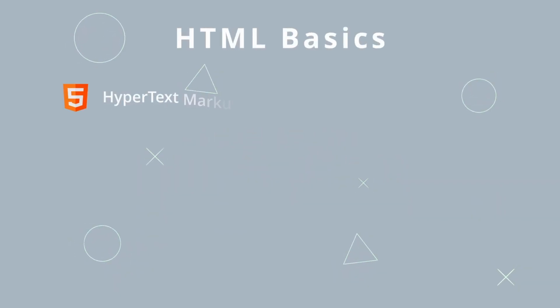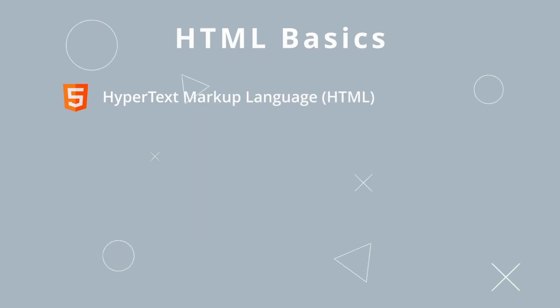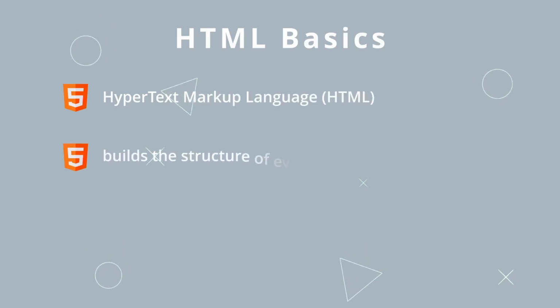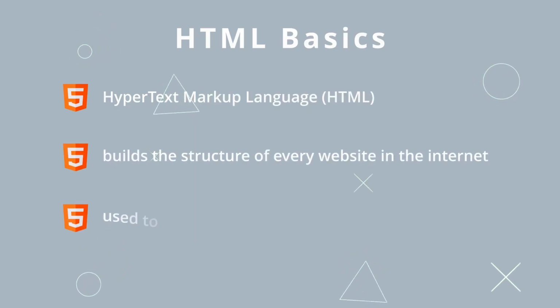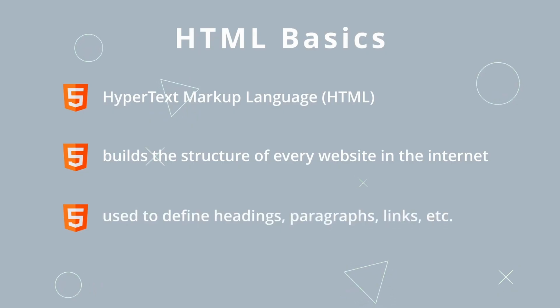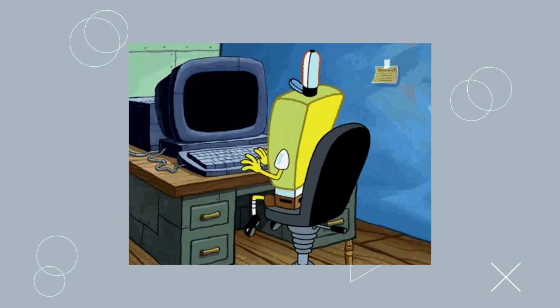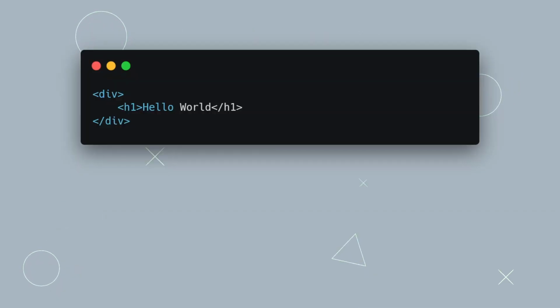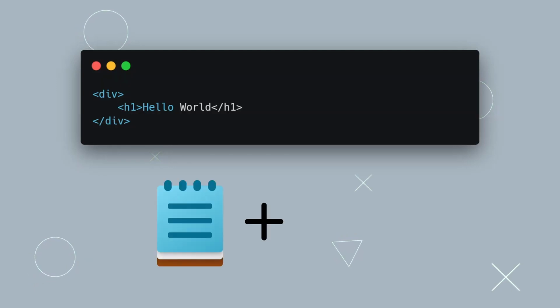HTML stands for Hypertext Markup Language. It's a standard language that basically builds the structure of every website on the internet. You use HTML to define headings, paragraphs, links, images, and so on. So basically everything you see on a website. To write HTML, all you need is a text editor and a browser.